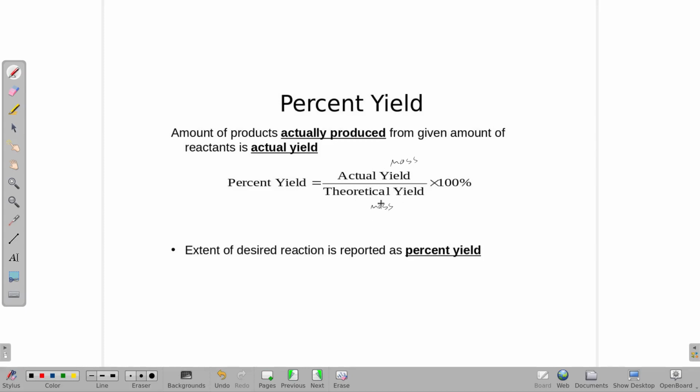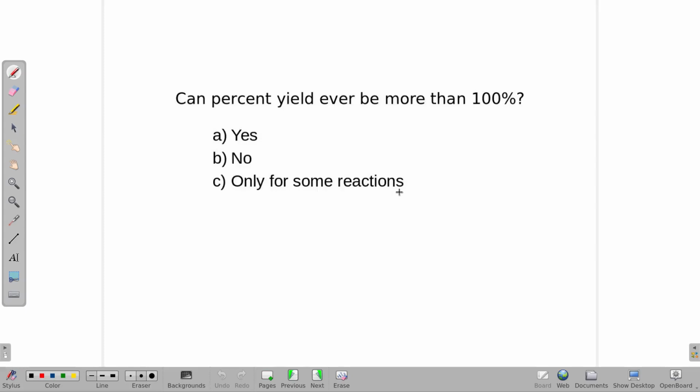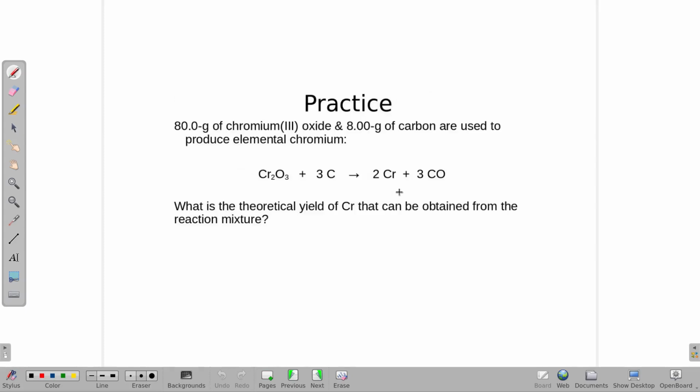Now, the theoretical yield will be totally calculated, and then we're going to convert that to percent. What I mean by calculated, let's go right to one. So 80 grams of chromium oxide and 8 grams of carbon are used to produce elemental chromium. We want to know what the theoretical yield of chromium is from those. You notice how this is a limiting reagent type thing?